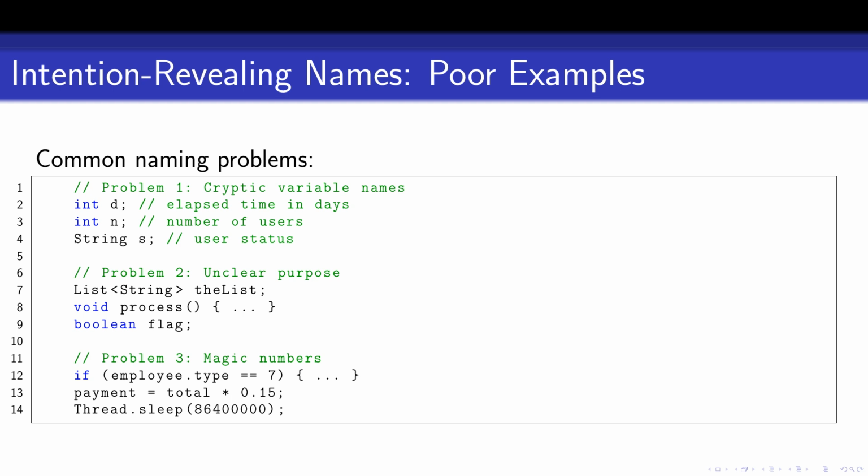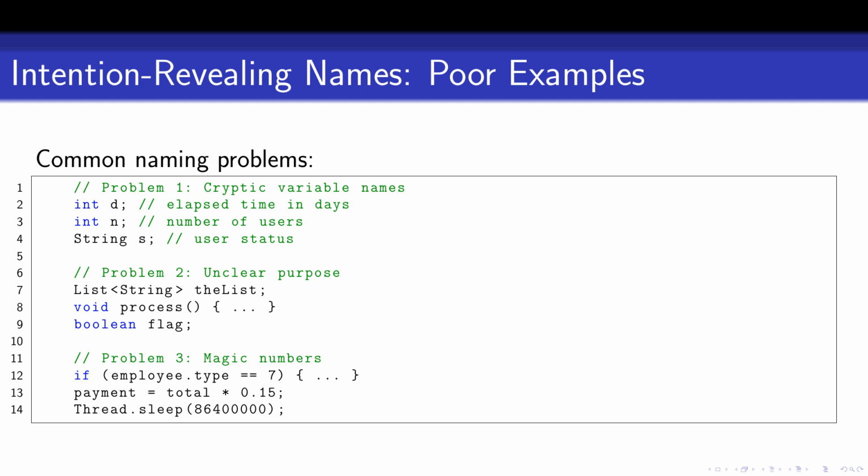Let's look at some common naming traps with a few examples. A variable like int d might mean elapsed time in days, but it's cryptic. Someone reading this has to guess or dig through comments. Same goes for int n for number of users or string s for user status, zero context. Then there's vague stuff like the list or a function called process. What's being processed?